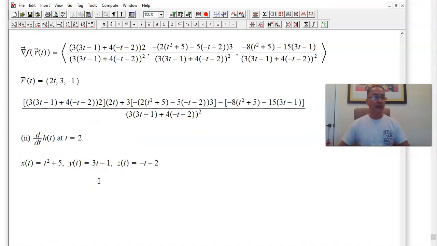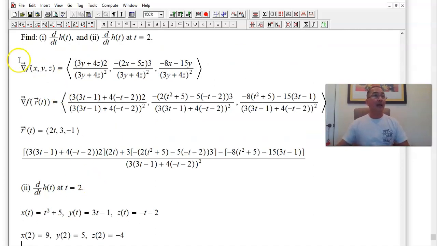Let's make 2 copies. So we want x at 2. That's 4 plus 5, which is equal to 9. For y, t is 2, so 6 minus 1, that's equal to 5. For z, t is 2, so -2 minus 2, that's -4. There we go. So now we know x, y, and z.